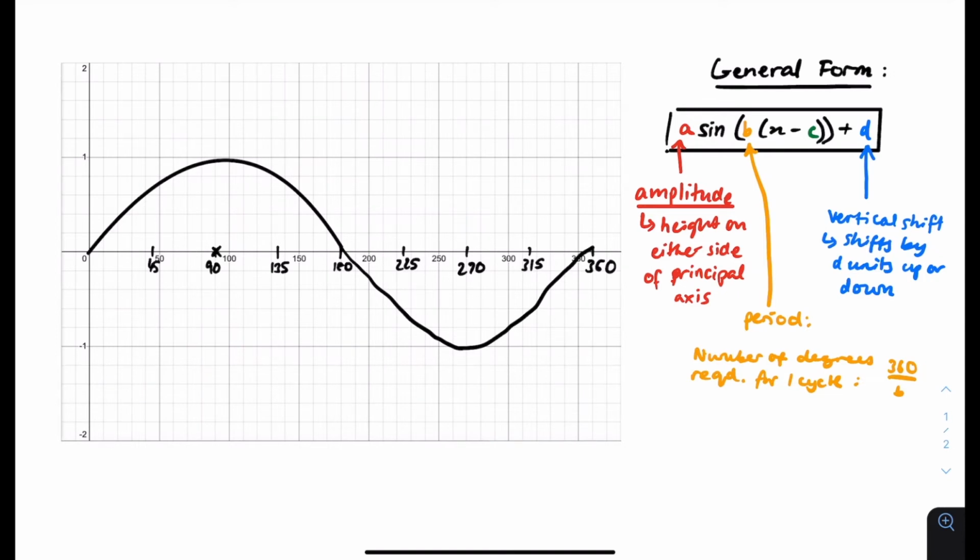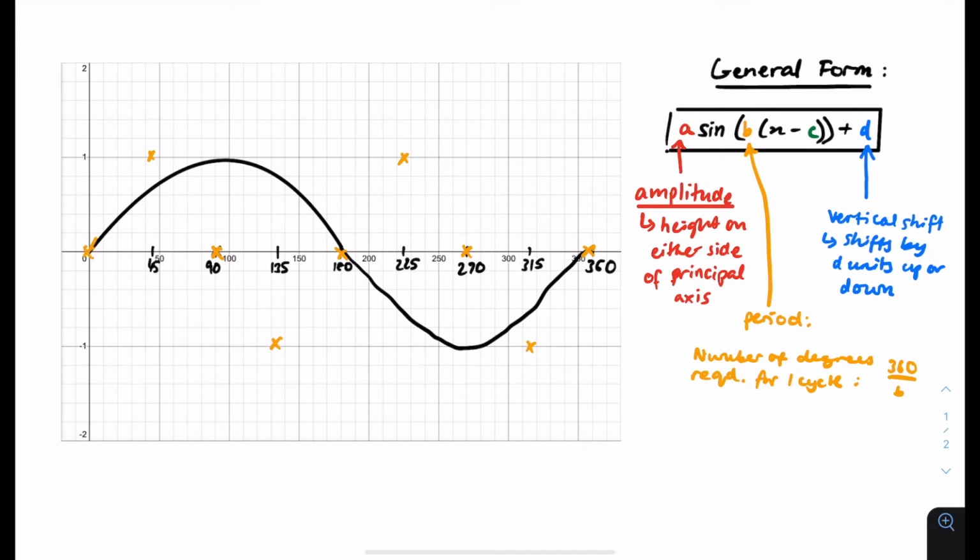So instead of 90 being a maximum, it will be a 0. 45 will be a maximum. 135 will be a minimum, and then 180 will be as it is. Just repeat that with the other part. So 225 would be a maximum. 270 would be a 0. 315 would be a minimum, and 360 would be obviously 0.